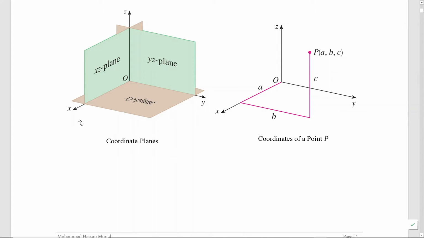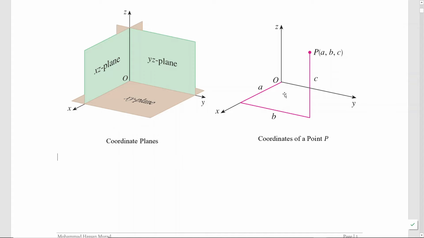Any two axes of this coordinate system form a plane. For example, the x and y axis form the xy plane, which is the floor, and the x and z axis form the xz plane. Similarly, the y and z axis form the yz plane. Each of these three planes is called a coordinate plane.